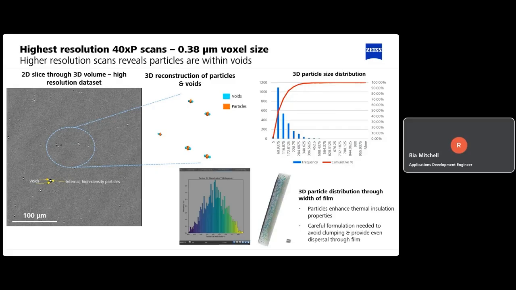As I mentioned, we can do 3D particle distribution of these particles throughout the entire width and length of the film. And one of the things that's really important with the manufacture of these films is that we have an evenly dispersed distribution of these particles through the entirety of the film. So as I mentioned, they are there to enhance thermal insulation, but careful formulation is needed to avoid clumping and to provide even dispersal through the film. So again, we can use 3D imaging to measure that even distribution, which is shown by this histogram here.